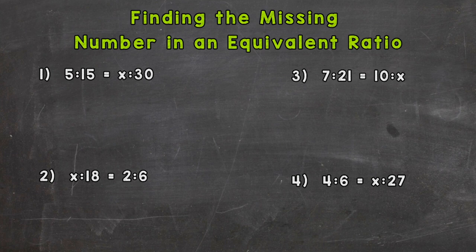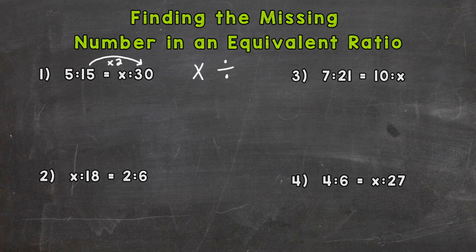Now for these equivalent ratio problems, we can either use multiplication or division. So let's take a look here at what we're given. We're given 5 to 15 and a 30 over there. Now remember, in ratios, order matters. So this 15 goes with the 30, the second number of the ratio. So let's think, how do we get 15 to equal 30? Well, we can multiply 15 by 2.